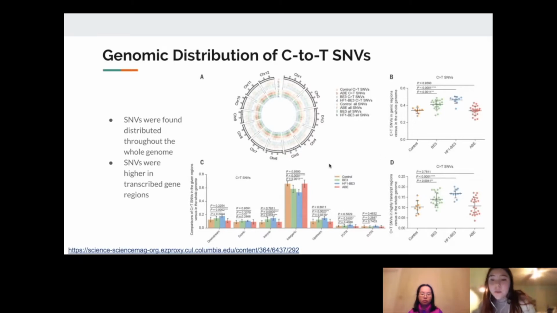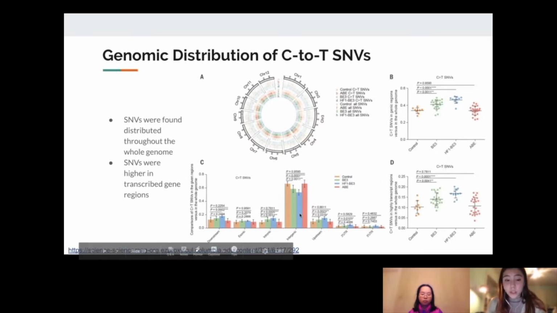The next thing that we can look at in this graph is the number of C to T single nucleotide variants in the genic regions versus in the whole genome. We can see that these variations are higher in the BE3 and the high fidelity BE3 transformed plants, which is also confirmed in part C, where we can see that there's a much higher rate of conversion in the intergenic regions versus any of the other regions in the whole genome.